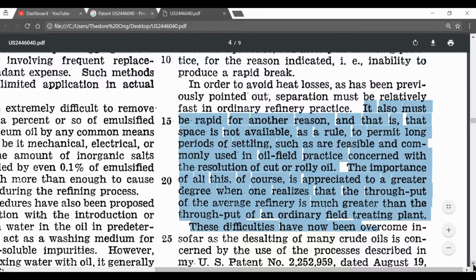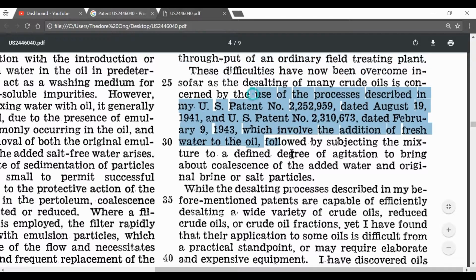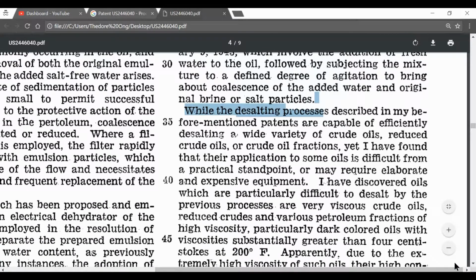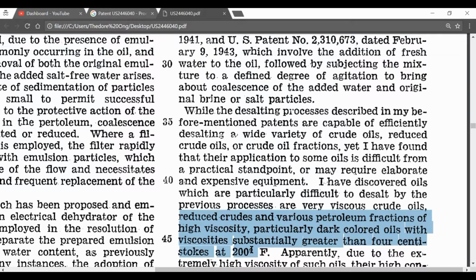So this is yet another page of why you want another desalter. See, the author spends a lot of time justifying why a new desalting process is needed. So he goes on to say, I've discovered that crude oils are particularly difficult to desalt by the previous processes. These include the very viscous crude oils, the low API crude oils, the reduced crudes, which are long and short residue, and the petroleum fractions of high viscosity, particularly dark-colored oils with viscosities greater than 4 centistokes at 200 degrees F.